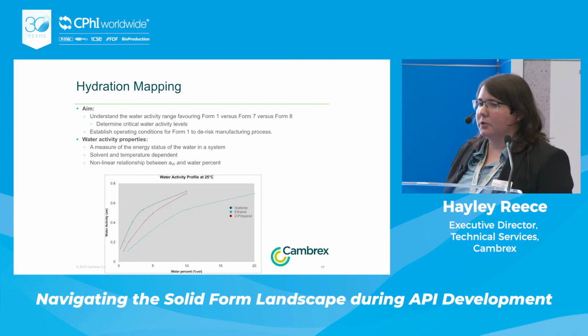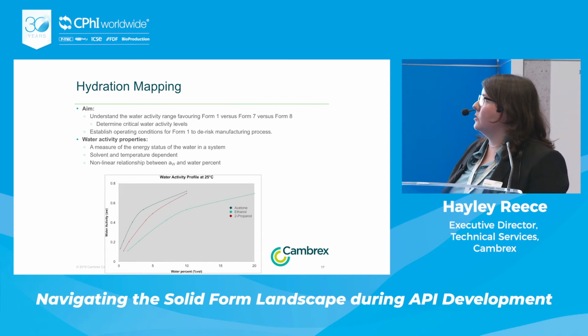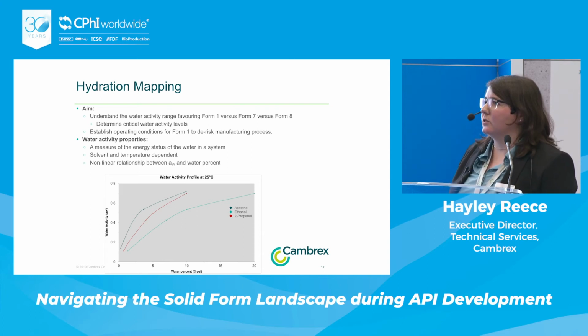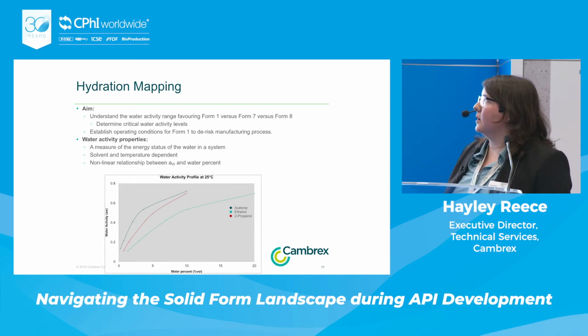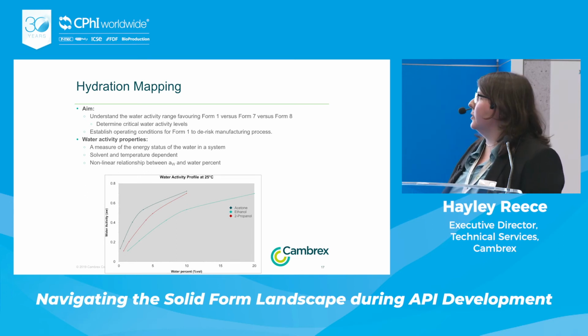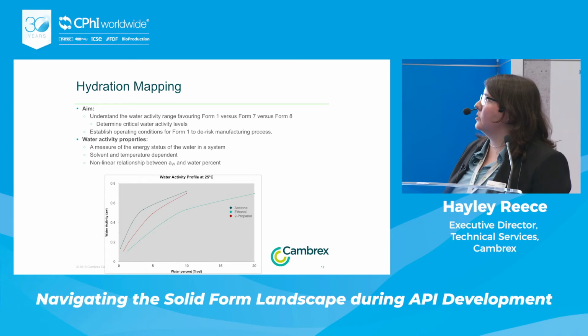So to address the first one, what we did was look into a hydration mapping study. So this is where we really try and map out under what water activity the material will change from being an anhydrous form to a hydrated material. So we go about doing this by looking at the water activity over a particular sort of percentage of water. So for example, we go for water activities between 0.1 and 1, and then we also look at the corresponding percentages of water for the different solvent systems.